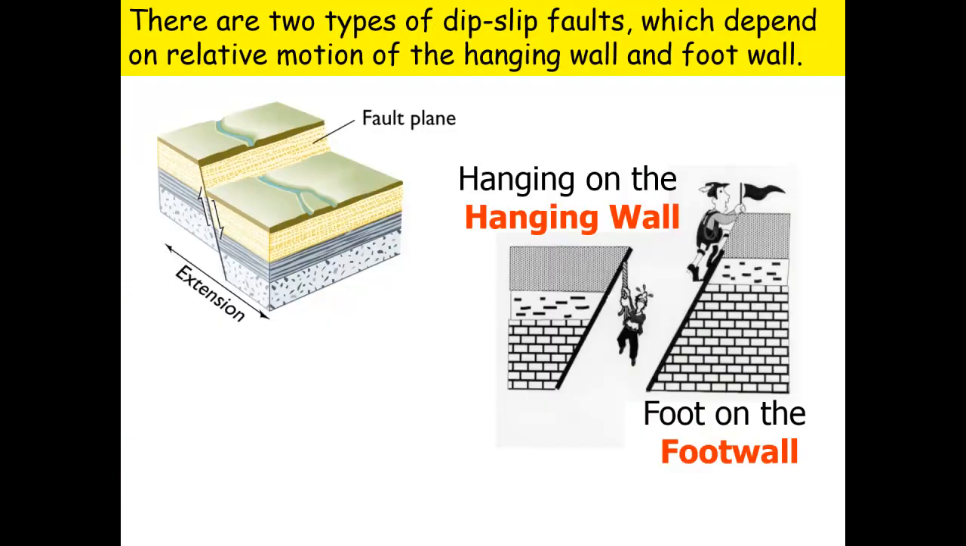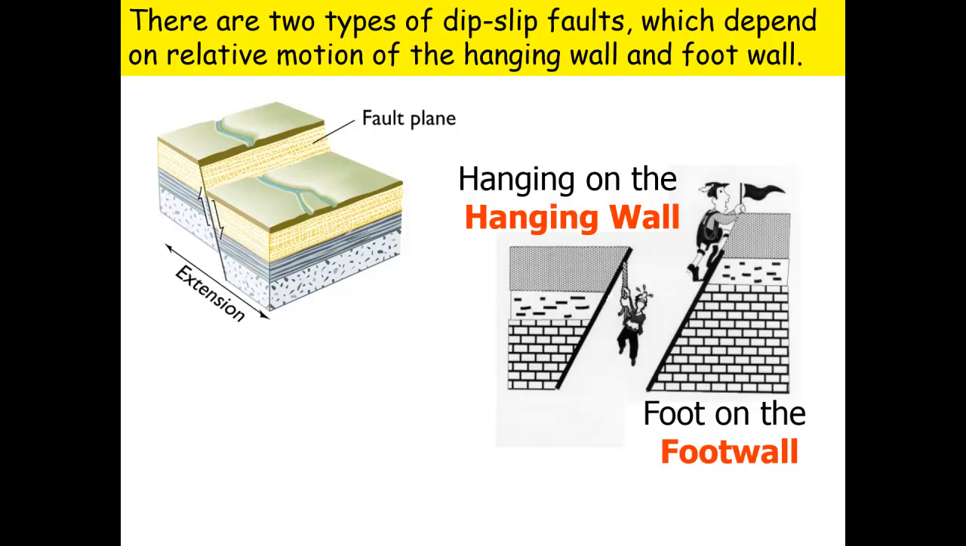Okay, turning now to dip slip faults. They're a little bit more complicated because there are actually two different kinds of dip slip faults, and they're very different. It's really important to keep them straight. And the difference is based on the direction, the relative movement of the two blocks on opposite sides of the fault.